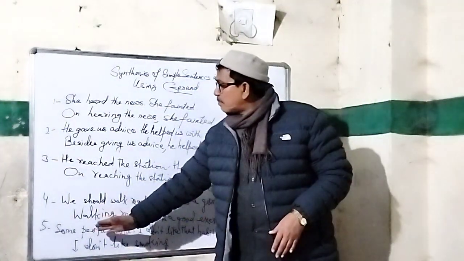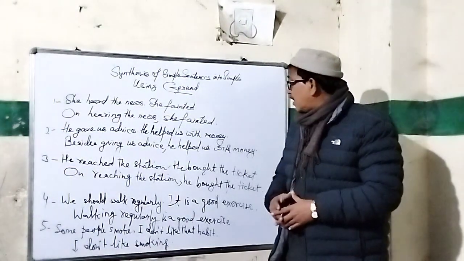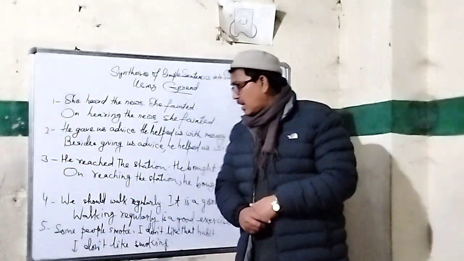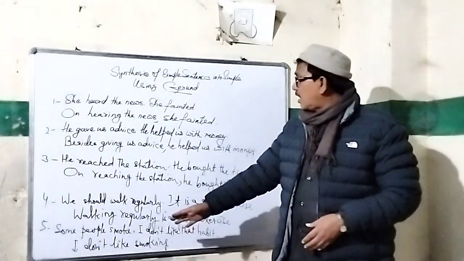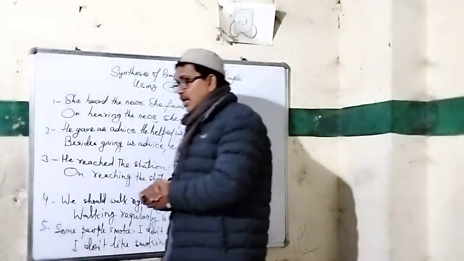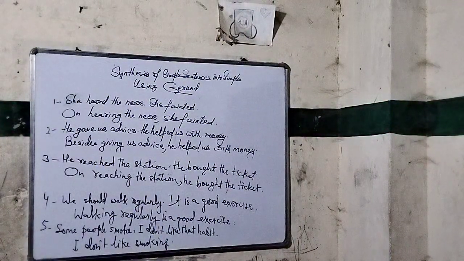The last example is, some people smoke. कुछ लोग धूम्रपान करते हैं. I don't like that habit. मैं ऐसी आदत पसंद नहीं करता. इसको हम कह सकते हैं, I don't like smoking. यहाँ स्मोकिंग हमने सीधे वर्ब लाइक का ऑब्जेक्ट बना दिया. That's why this is gerund, and this is the way to join two sentences as a synthesis.